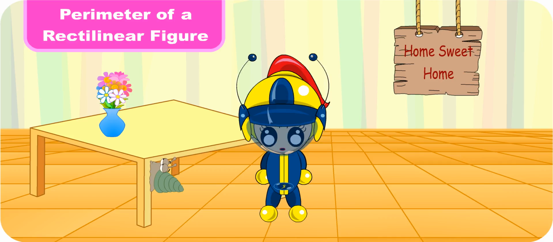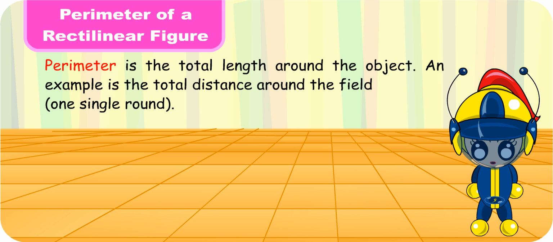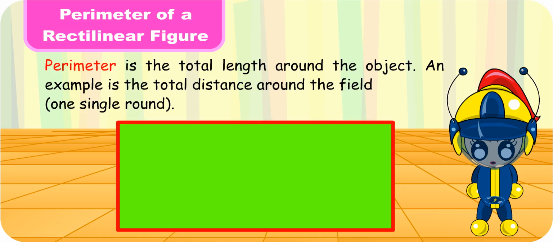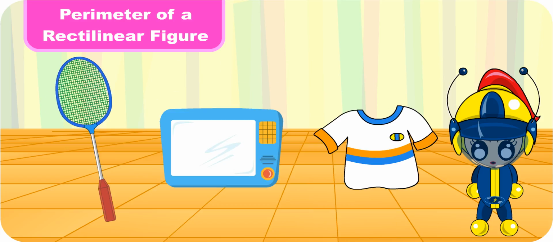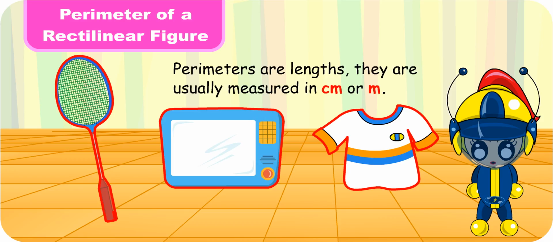Not at all. We are going to learn what is perimeter and how to find the perimeter of a figure. What is perimeter? Perimeter is the total length around the object. An example is the total distance around the field, one single round. Perimeter may also be described as the outline of an object. Because perimeters are lengths, they are usually measured in centimeters or meters.